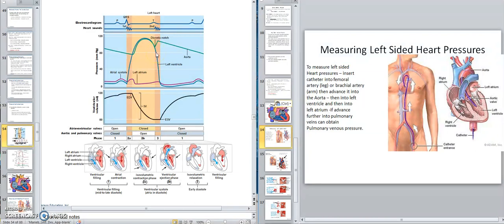Okay? So again, what have we done in this particular? We've put a catheter, we've threaded a catheter up into the aorta and left it there. We've taken pressures. We've seen there's a runoff in pressure in that elastic artery, that aorta.